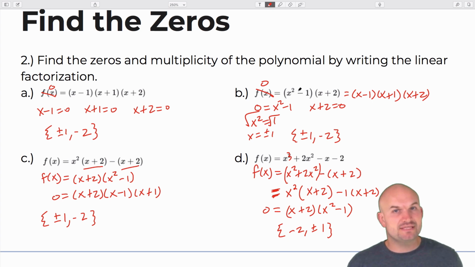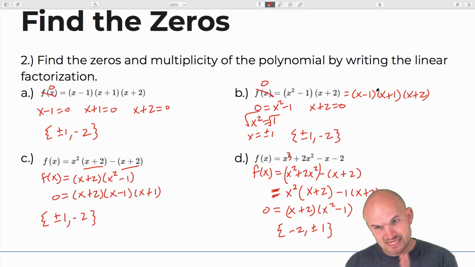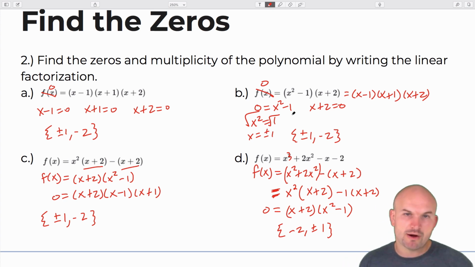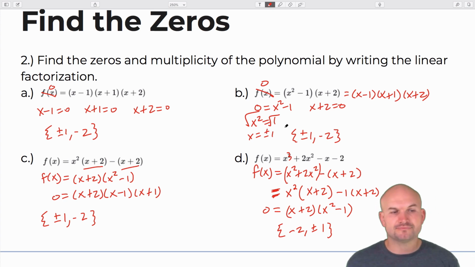However, this is not the linear factorization. So if I do ask for the linear factorization, make sure you factor this x squared minus 1 into x minus 1, x plus 1. And again, that shows and proves that the plus or minus is there. So you can either see the plus or minus from the linear factorization, or by making sure that when you introduce the square root, you're using plus or minus.